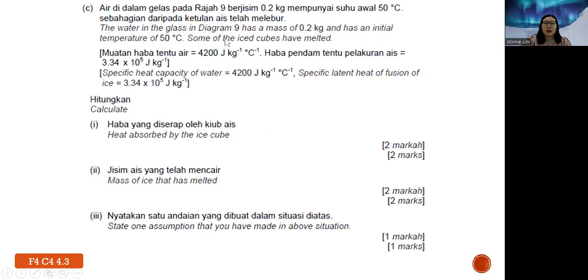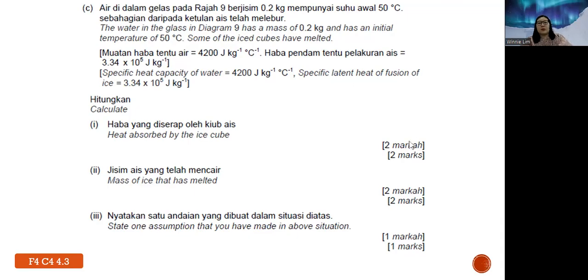Okay, next on calculation idea. The water in the glass in diagram 9 has a mass of 0.2 kg and an initial temperature of 50 degrees Celsius. Some of the ice cubes have melted. And then you have this specific value. Calculate the heat absorbed by the ice cube, the mass of ice that has melted. What assumption do you make on the above situation?